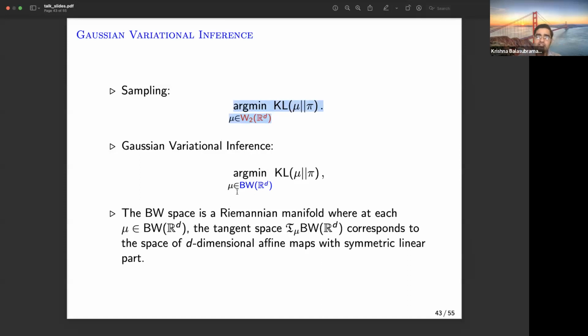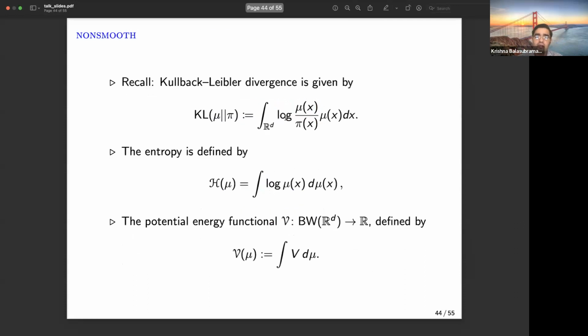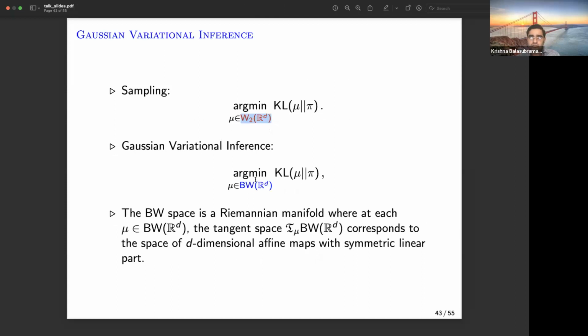And it turns out that this BW space has a nice Riemannian structure associated with it, because of which you can do calculations relatively easily compared to the general space. Another advantage is that because it's Gaussians, you do not have to track it non-parametrically. You only have two parameters, the mean and the covariance matrix. So all you need to do is keep track of the mean and the covariance here, right? All right, so how do you solve this problem? That's what we are going to look at next.